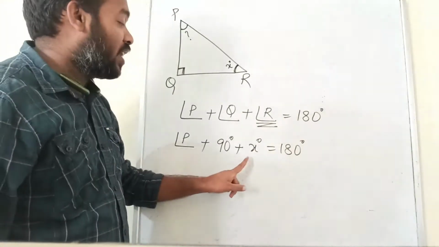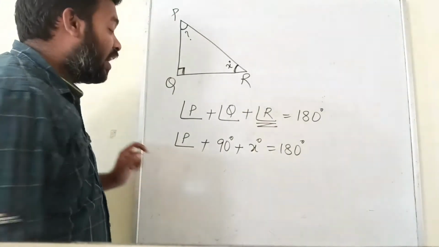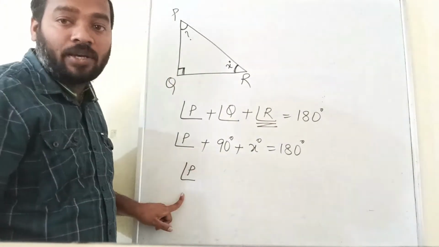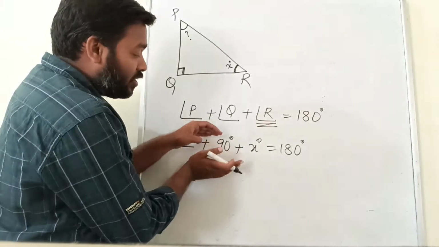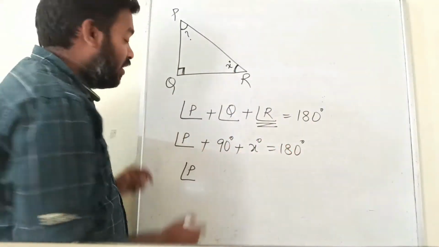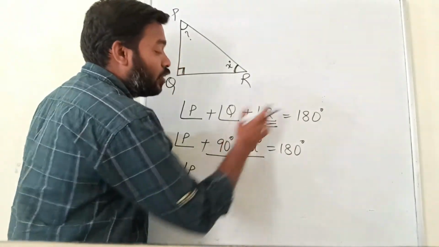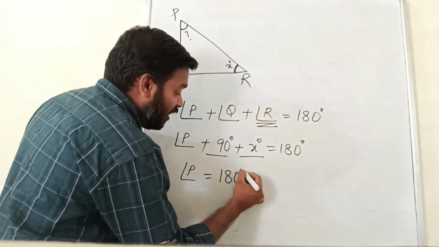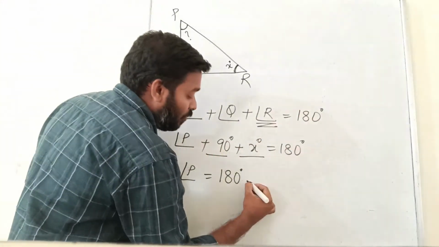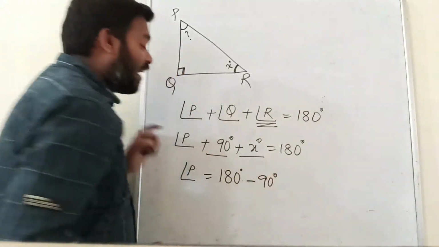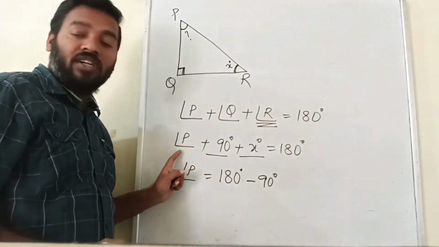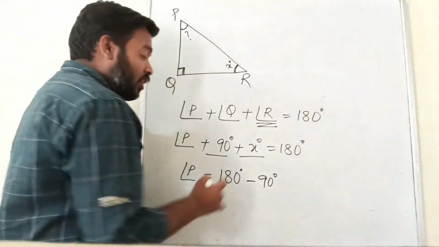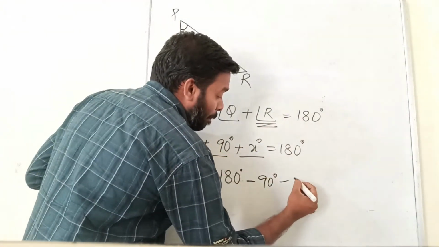We are taking those and substituting them here, and we are finding the value of angle P, making angle P the subject. That means all the others should be taken to the right hand side. That means 90 and X are to be taken to the right hand side. That is, angle P is equal to 180. If you send plus 90 to the other side, that will be minus 90, because 90 is added to P here. If you are sending 90 to the other side, that should be subtracted. Next, plus X will become minus X.